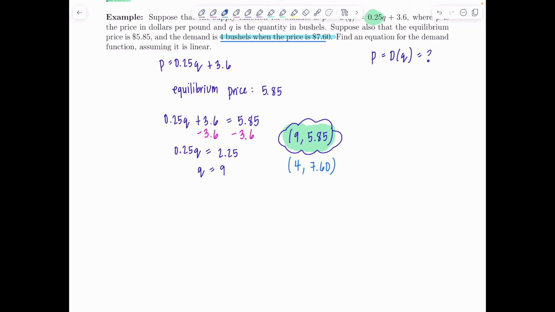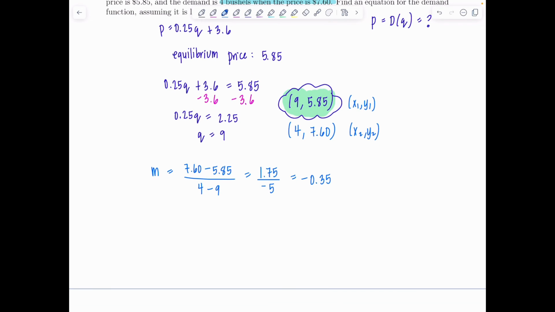Okay, so first let's find slope for our demand function. If you want, we can call this one x1, y1, and this one x2, y2. Okay, so I'll have 7.60 minus 5.85 over 4 minus 9. So 7.6 minus 5.85, that's going to be 1.75 divided by negative 5. And this is negative 0.35. So that's our slope.